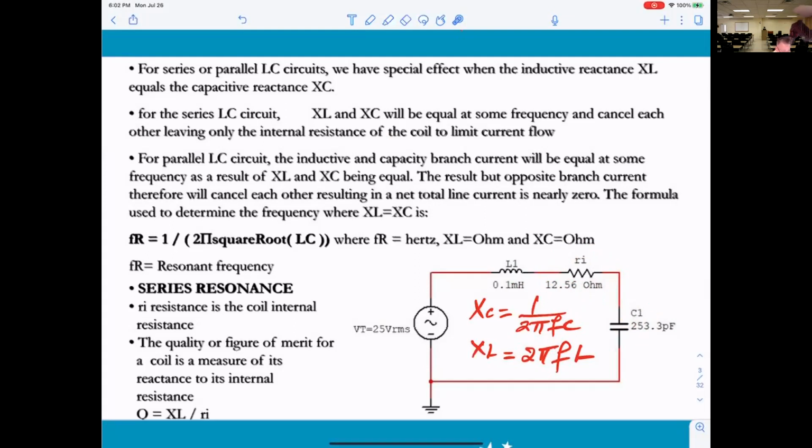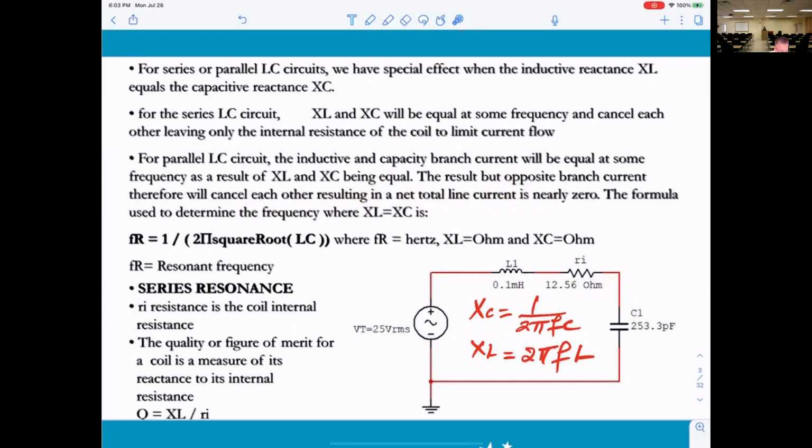For parallel LC, the inductive and the capacitive branch currents will be equal at some frequency as a result of XL and XC being equal. The resulting branch currents are opposite, therefore they will cancel each other, resulting in a net total line current close to zero.